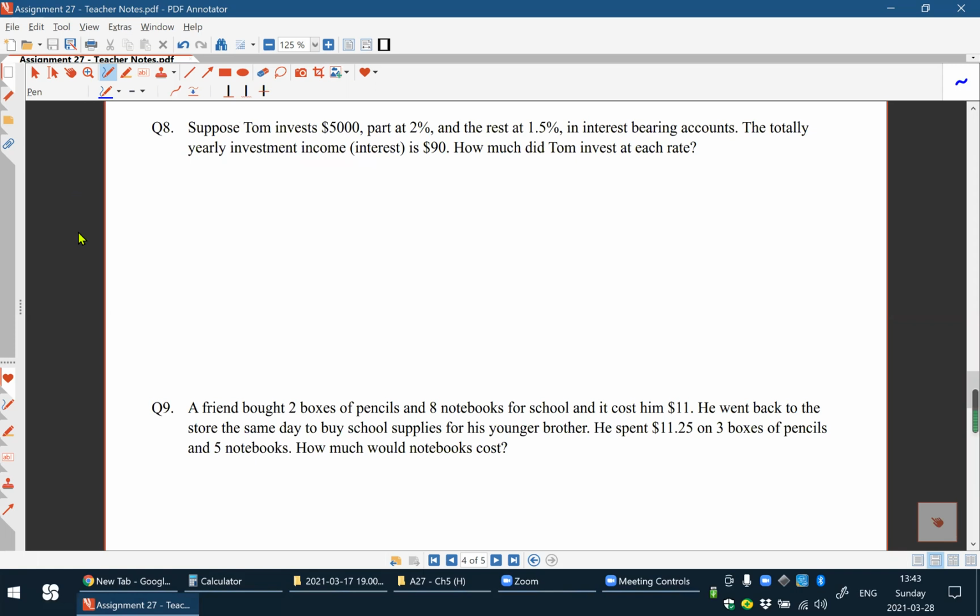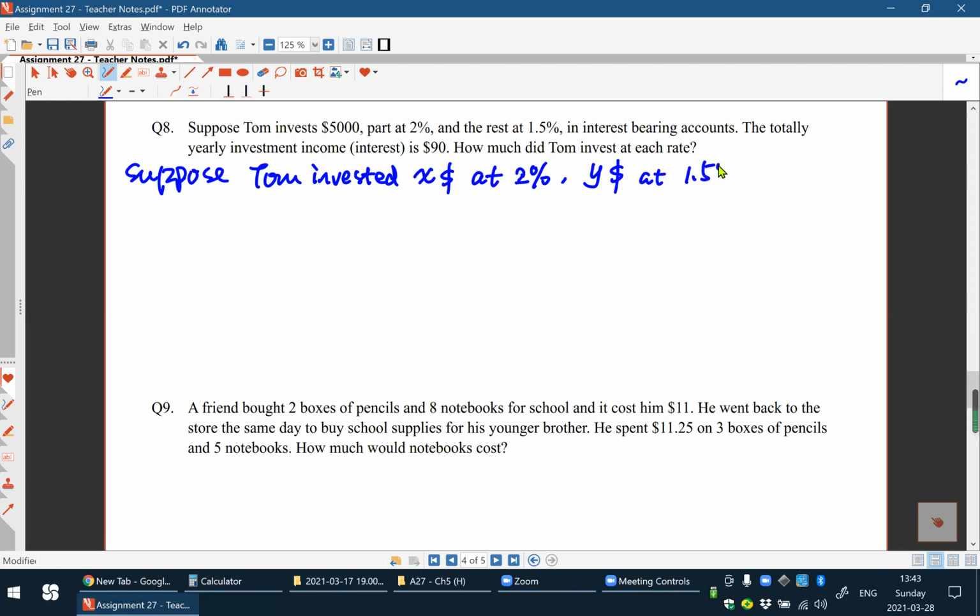Okay, suppose Tom invested X dollars at the rate of 2% and Y dollars at the rate of 1.5%. And actually we want to know the quantities of X and Y, right? Okay, so what information do we have?